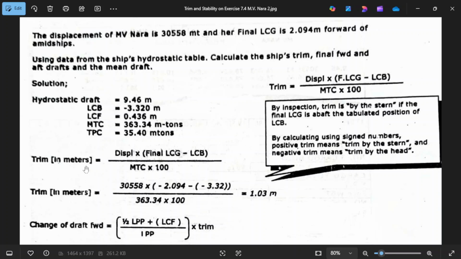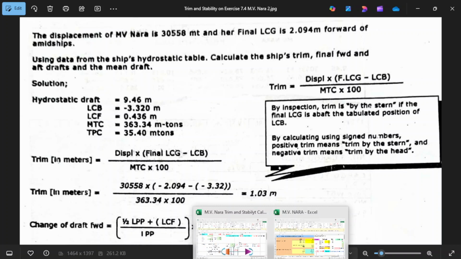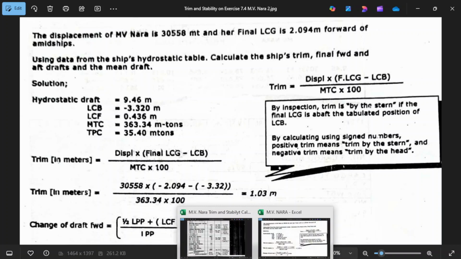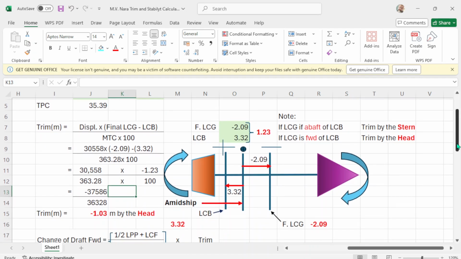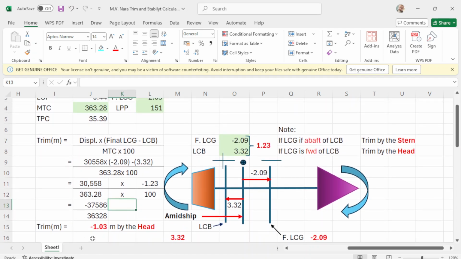the trim. The formula of trim is displacement times (final LCG minus LCB) over MTC times 100, and the resultant of the trim is 1.03. This should be negative, and here I got trim is negative 1.03, which is trimmed by the head. Okay, as I have explained from this figure.